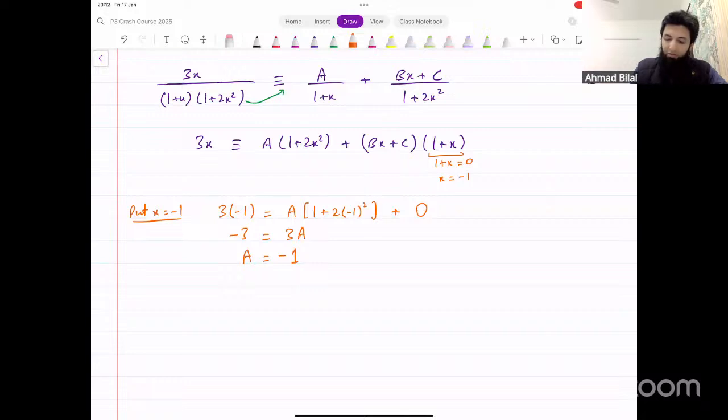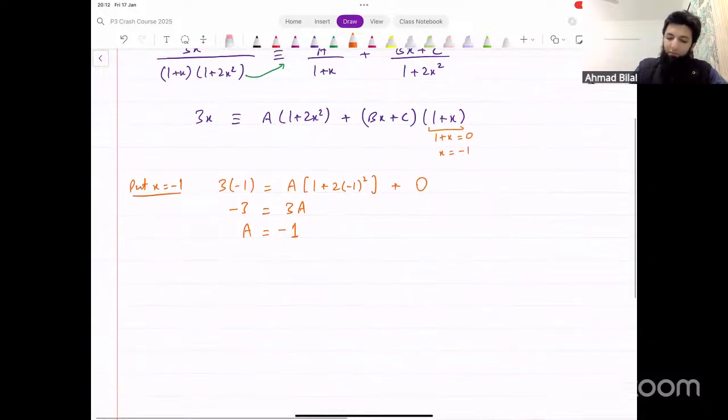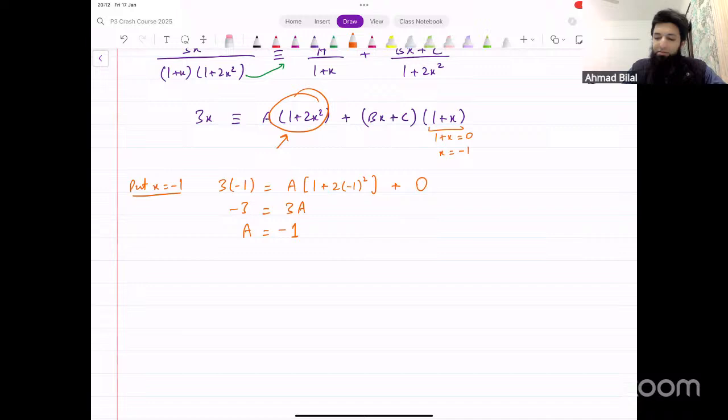Now, what about B and C? How do you find them? Is there any other bracket left that we can make 0? No. We have checked this. We don't get any value of x from this. This we have already used. We got x equals minus 1 from that. And now we have run out of brackets. There's no other bracket that we can use here to make some term 0 or to eliminate some of the unknowns. We can't do that.